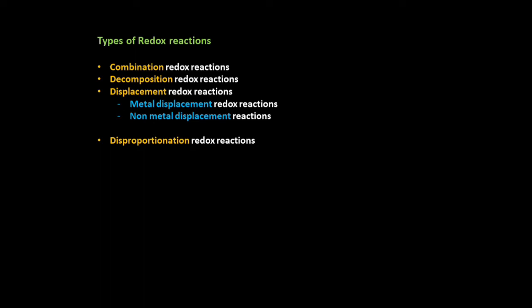Now in this class we will discuss types of redox reactions. We are familiar with the definition of redox reaction: in any redox reaction, both oxidation and reduction take place. So, types of redox reactions. There are four broad classifications: combination, decomposition, displacement and disproportionation reactions. Under displacement reaction we have two subclassifications: metal displacement and non-metal displacement. We will study them one by one now.